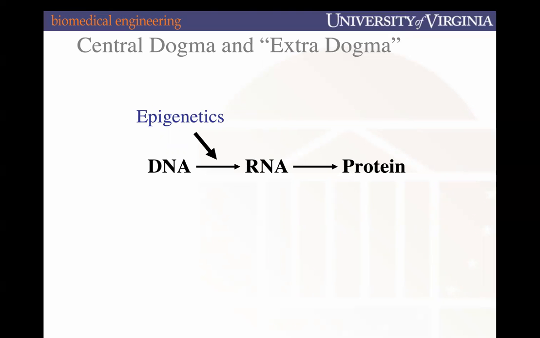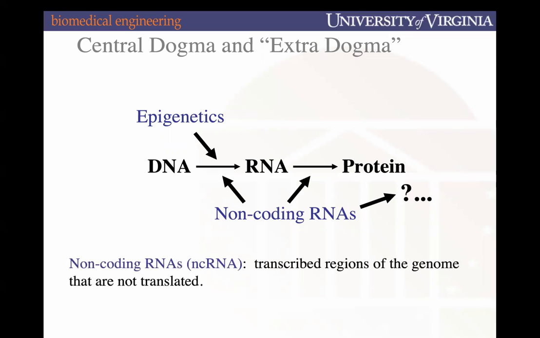All right, so the last form of extra dogma regulation that will help set the stage for the two syndromes that we're going to be talking about at the end today is non-coding RNAs that regulate both at the DNA to RNA level, as well as, most importantly, the RNA to protein level. Non-coding RNAs are regions of our genome that have been transcribed to make an RNA, but it's not translated into a protein. So this is a large class of RNAs that we call non-coding RNAs.